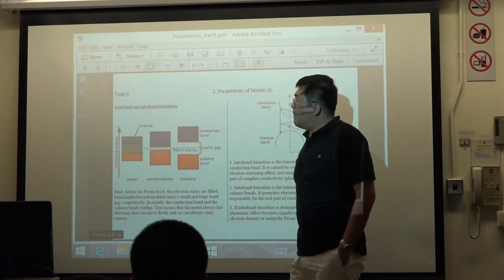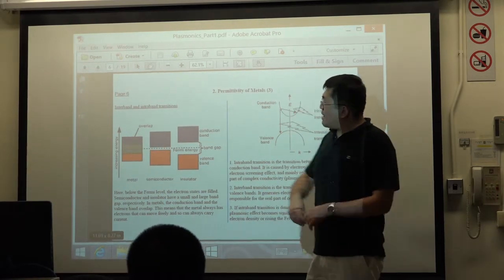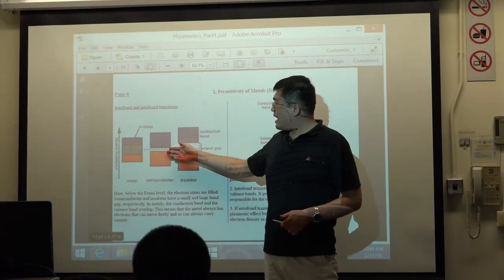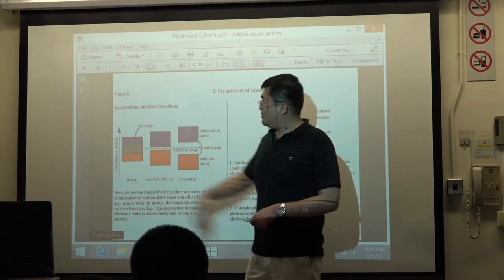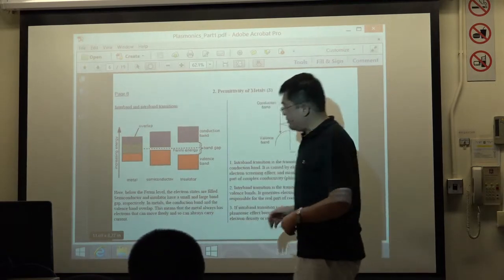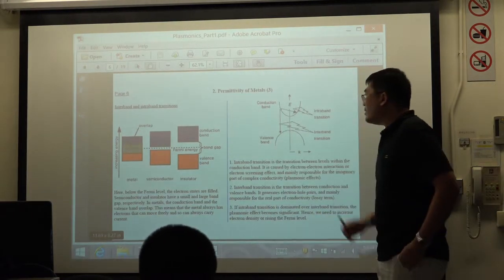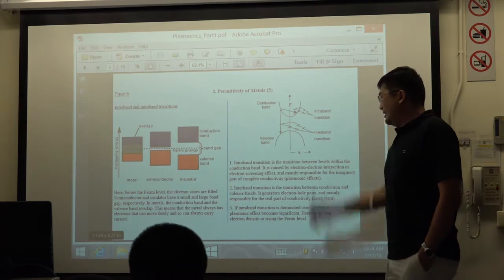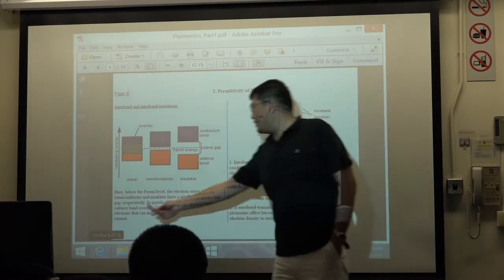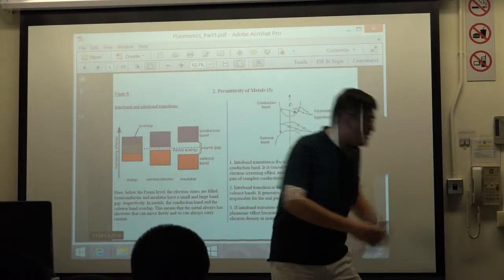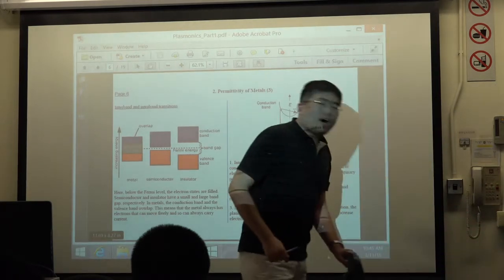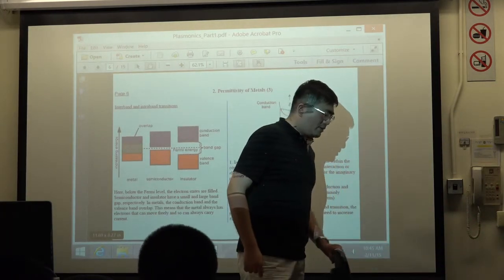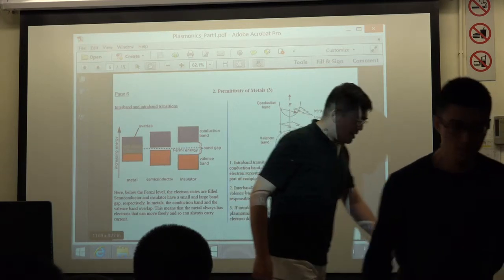So this is a basic picture. A very large band gap is an insulator, and a medium band gap is a semiconductor. No band gap is a metal. The overlap, no gap, it's metal. So for metal, the conduction band and valence band overlap. This is very important. Why is it metal? Why is it semiconductor?